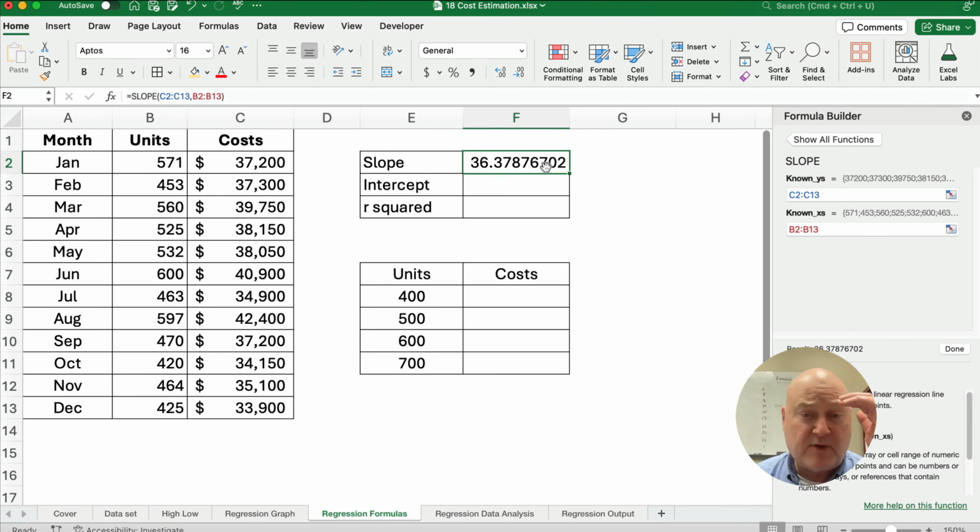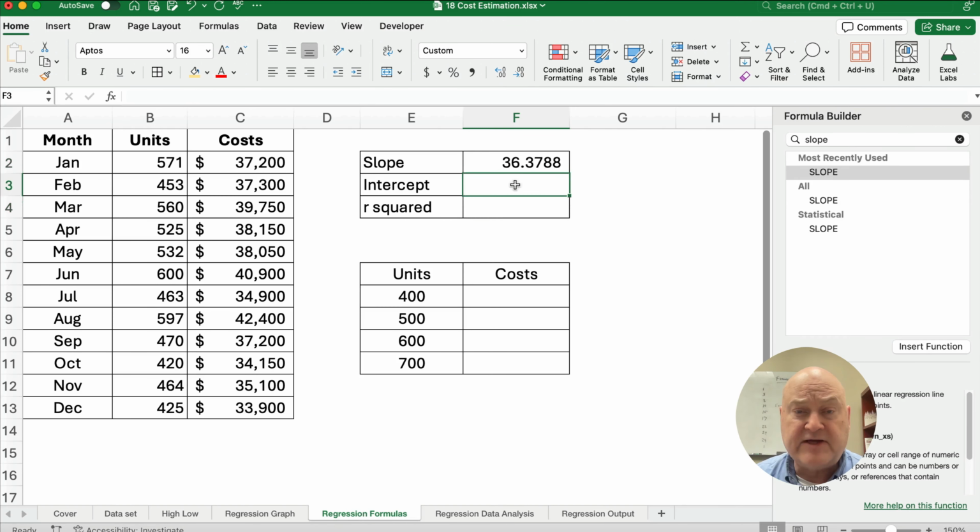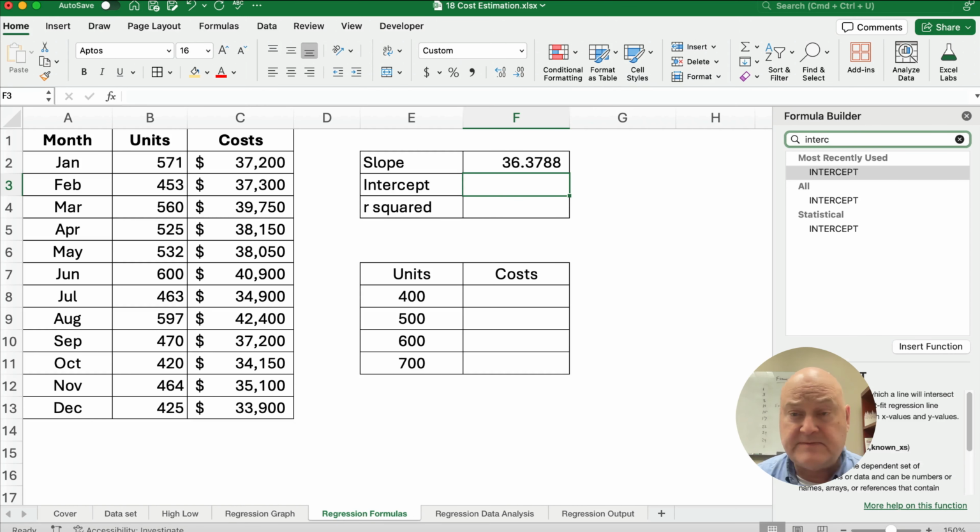So it's 36.378. I'll format these where we can see them. It's a little bit easier to see. All right, so 36.37. So our variable cost is 36.3788. Our intercept, I'm going to search for intercept. That's going to be the fixed cost.